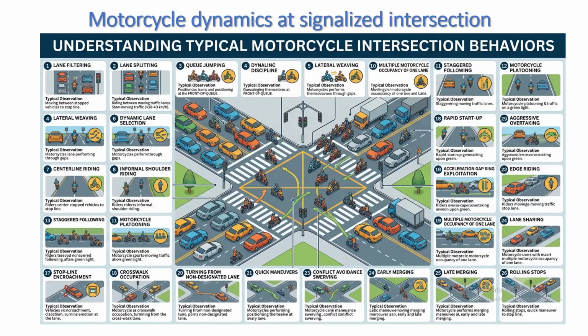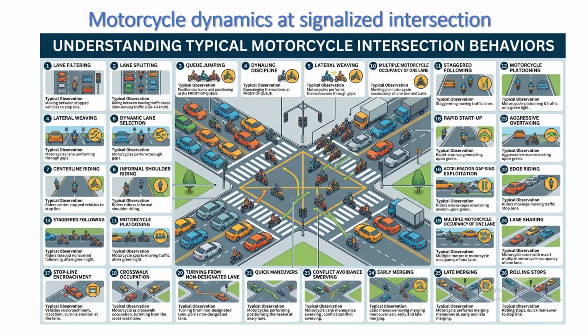Crosswalk occupancy, we can see this tendency in the motorcycle, that is number 18. There is rapid startup when the signal is green at the intersection. We can see that the motorcycles take startup very rapidly. Aggressive overtaking is another property of it. Besides this, we can see acceleration and gap exploitation: motorcycles try to exploit the gap and accelerate to occupy the gap.